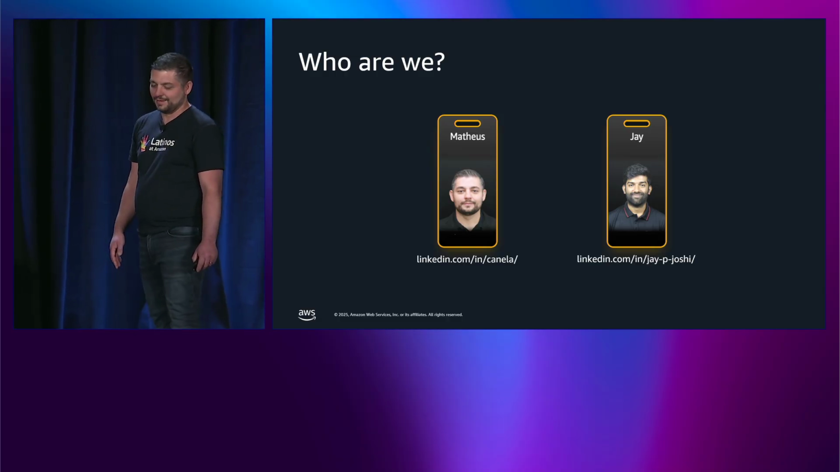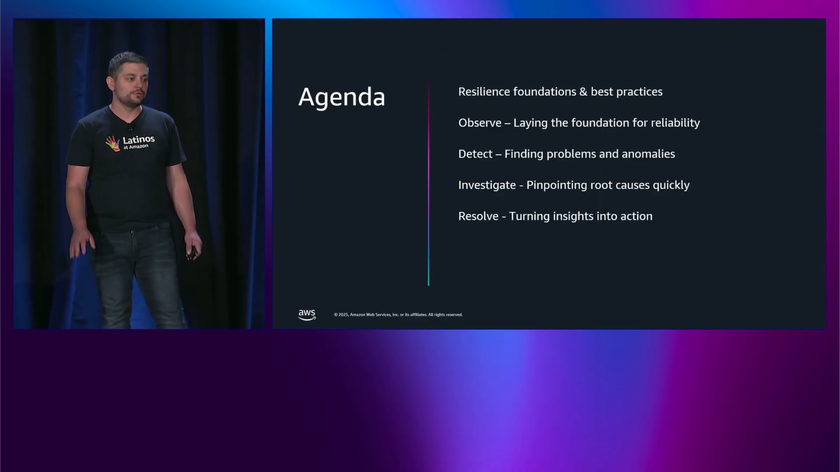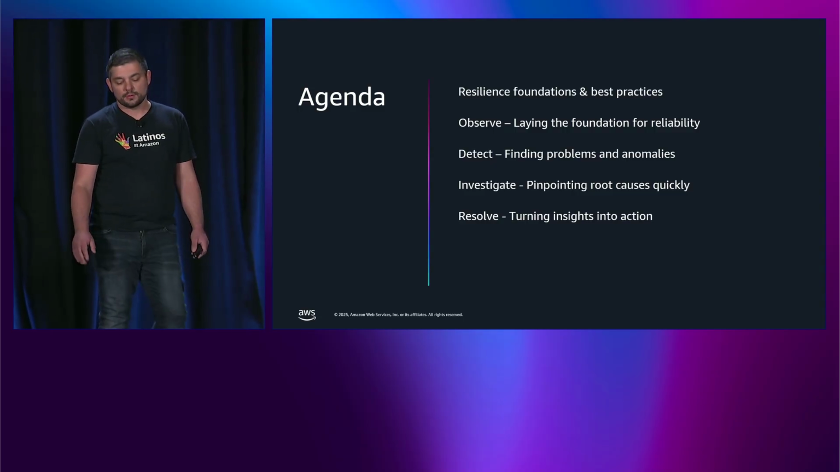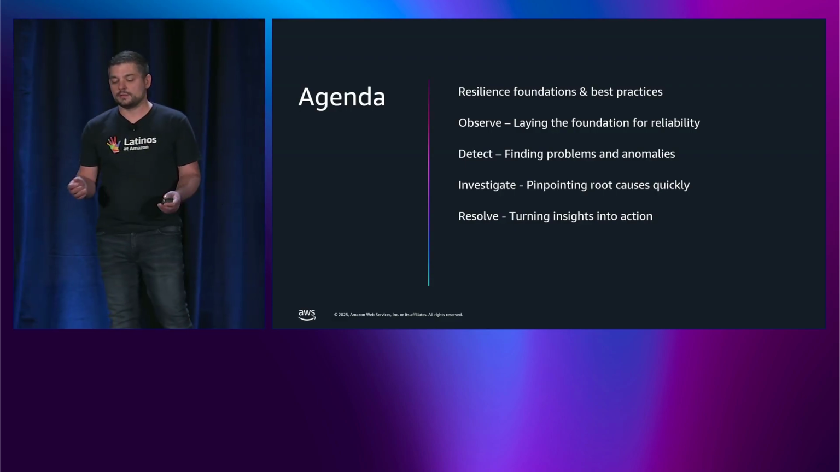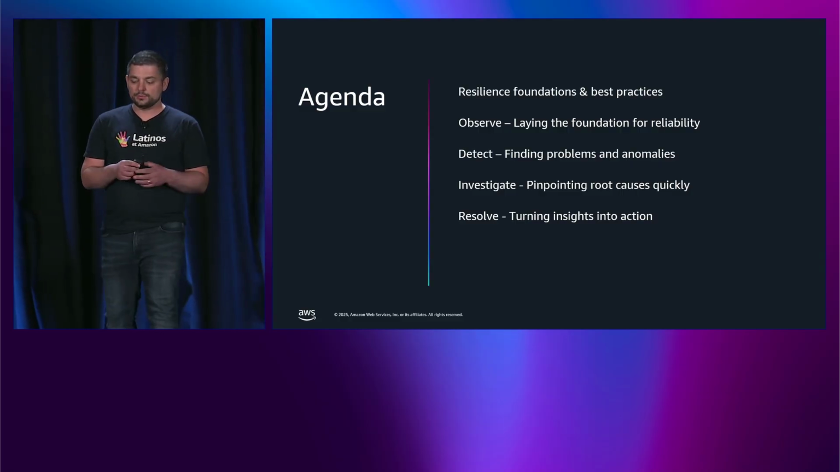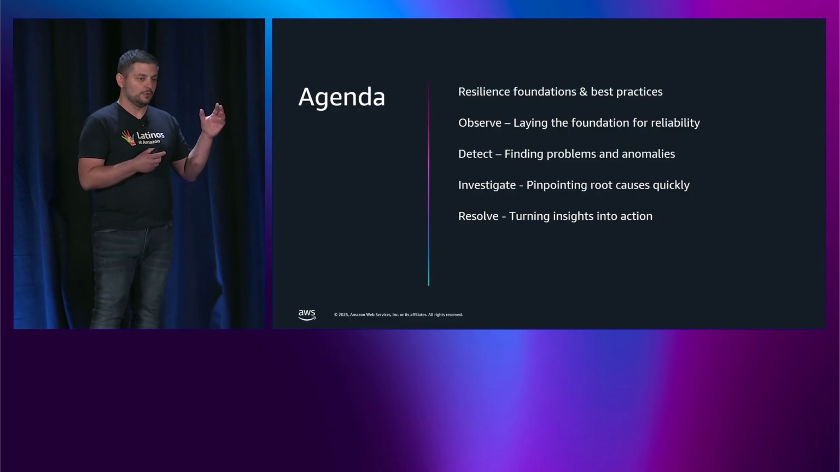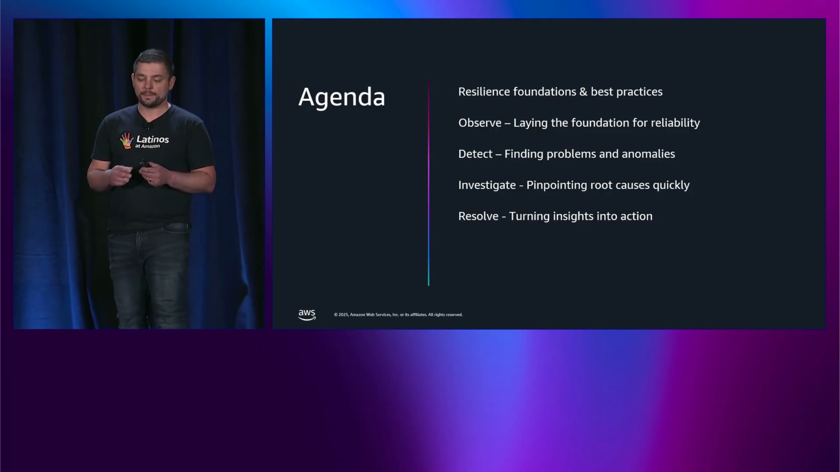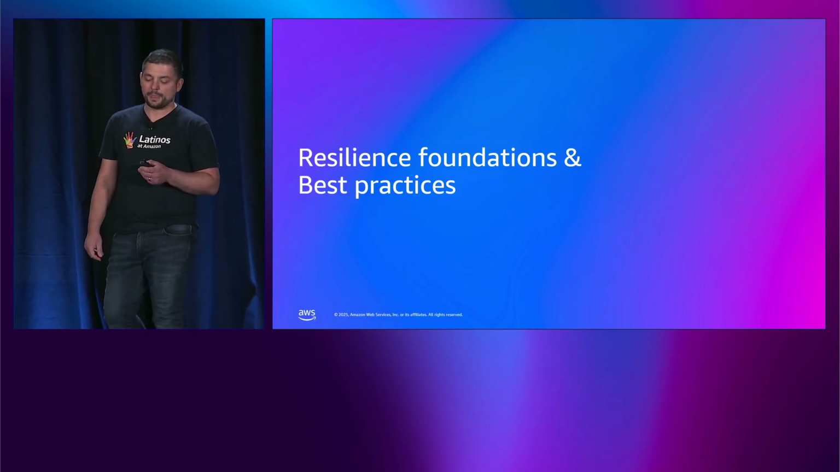Hi, everyone. So what do we have for today's agenda? First, I'll go through the resilience foundations and best practices. And Jay will take control and talk about how to observe, detect, and investigate. So think about metrics, logs, and traces. Also, how to use the alarms and tools for you to investigate. And at the end, I'll show you a demo on how to do a full troubleshoot and then solve a problem with a generative AI tool. All right, first is resilience foundations and best practices.